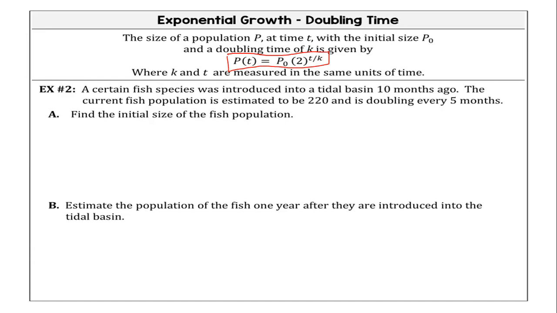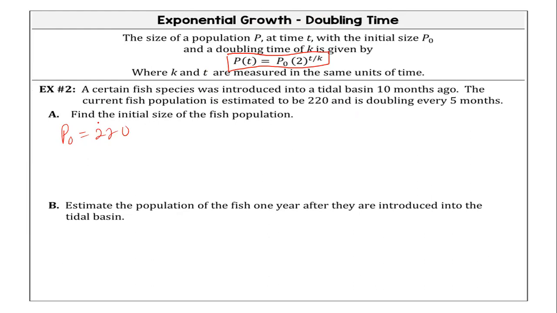All right, a certain fish species was introduced into a tidal basin 10 months ago. The current fish population is estimated to be 220 and is doubling every 5 months. Okay, find the initial size of the fish population. So what we're going to do is establish what everything is and what our variables are. Starting off with our P sub 0, or P naught, equals 220.